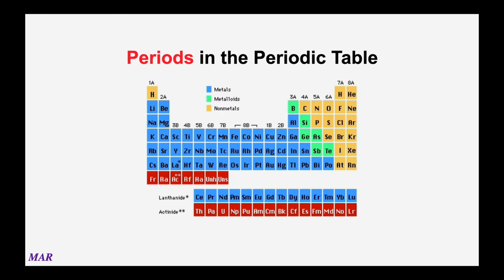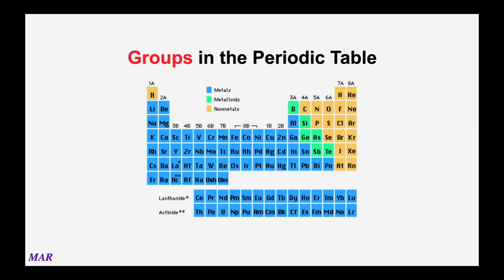Now, I mentioned group earlier. Periods go left to right. Groups go top to bottom. Groups are going to be really important to us. And the way that this animation is set up, it lists the common designation for groups. Groups 1A and 2A are on the left. And you can see on the right, we have groups 7A through 8A.